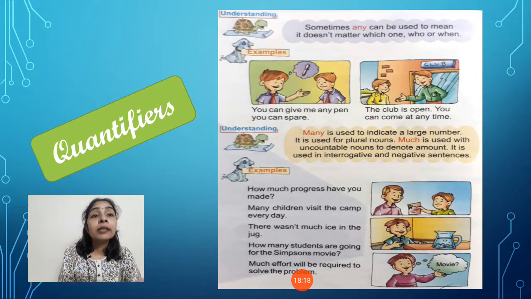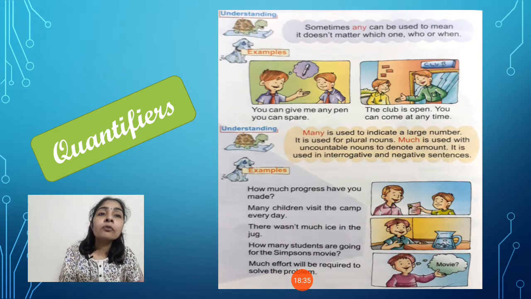Now the next, any can be used when we mean to say that the thing is not of that much importance. It is used when the thing doesn't matter to us. Sometimes any can be used to mean it doesn't matter which one, who, or when. Example, you can give me any pen you can spare. That means it doesn't make any difference to me, you can give me any of them. The club is open, you can come at any time. So here any means that it doesn't matter which one or whom, you can opt for any one of them.